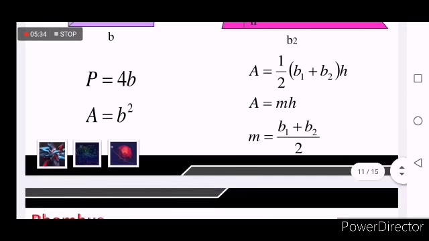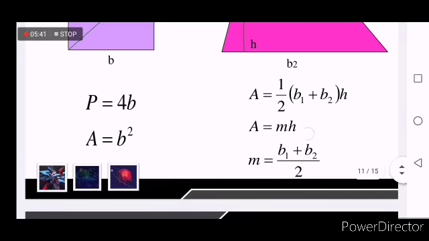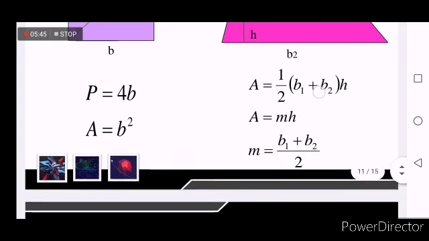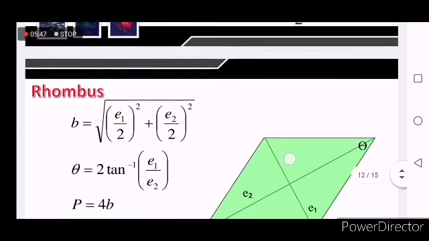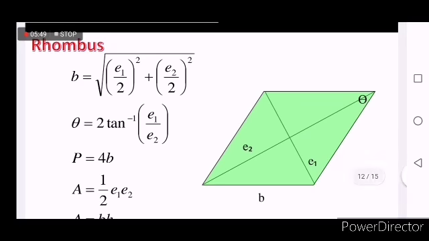No? Pag meron ka median, it's just M times H kapag ka-area ang kinukuha. But if you notice, yung 1/2 base 1 plus base 2 dito, okay, yun na yung median na tinatawag. We also have what we call rhombus.